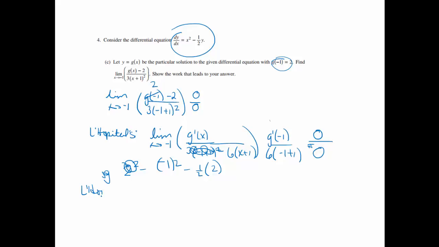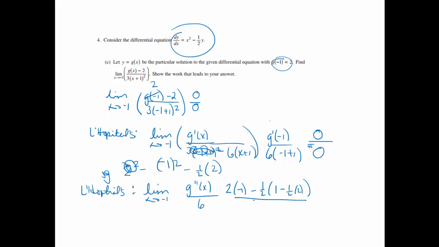So we're going to use L'Hopital's rule again. So we're going to find the limit as x approaches negative 1. The derivative of g prime of x will be g double prime of x over the derivative of 6 times the quantity x plus 1, which will just be 6. So for g double prime of x, we are going to have to use the second derivative. So we are going to do 2 times the x value, which is negative 1, minus, I'm using the second derivative that we found way up in part A, then minus 1/2 times 2, all over 6.